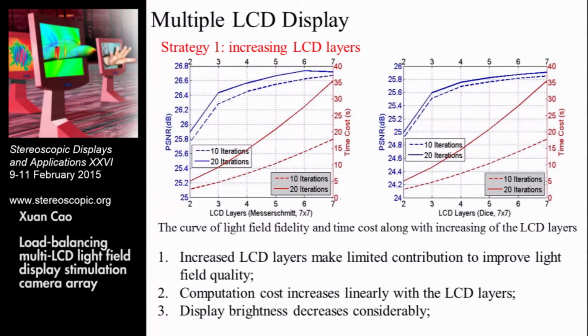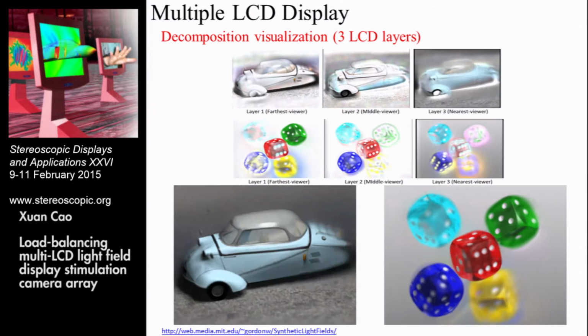And the LCD layers increase. We can see the display quality improved at the beginning from 2 layers to 3 layers. But after 3 layers, the increased LCD layers make a limited contribution to improving light field quality. And the computation time cost increases linearly with the LCD layers. And most importantly, the display brightness decreases considerably along with the increasing of LCD layers.